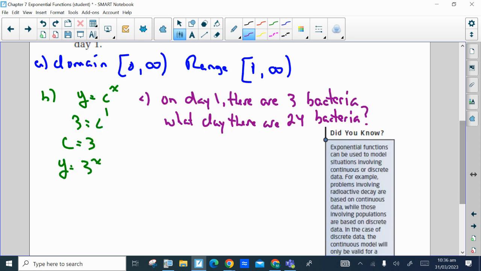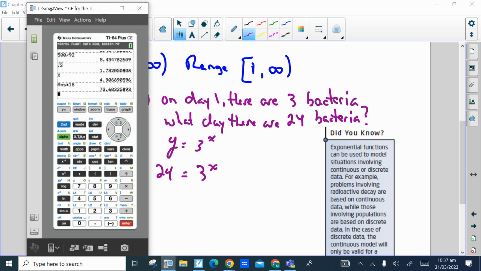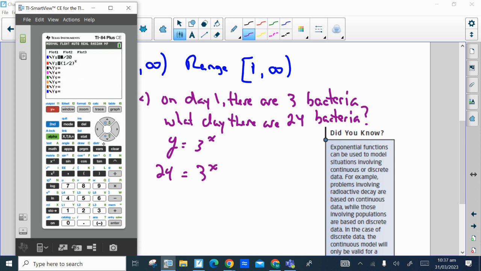So that means that our exponential function is y equals 3 to the x. Y represents the number of bacteria after x days. So in this case here, y would be 24. And we solve this once again graphically. So we're going to have to change our windows for sure here, as well as our equations. The left side of the equation that we're solving is 24, so that goes into y1. Our equation is 3 to the power x, that goes into y2.